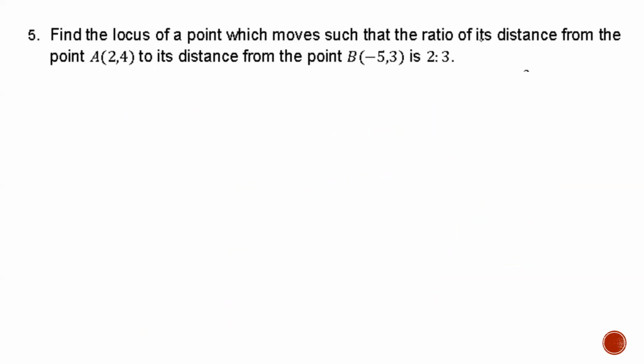If we were to sketch one such point, let's call it point P. We want the distance AP, when compared to the distance PB, to be in the ratio 2 to 3. So the length of PA divided by the length of PB should be 2 out of 3. This is the same as saying 3PA should be equal to 2PB.